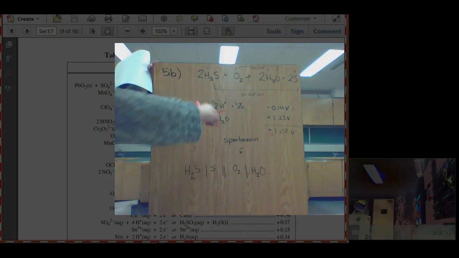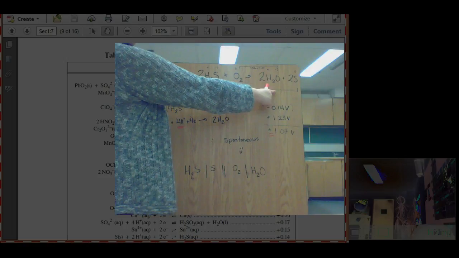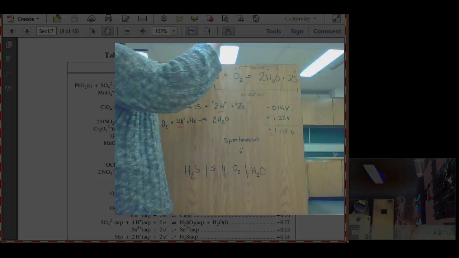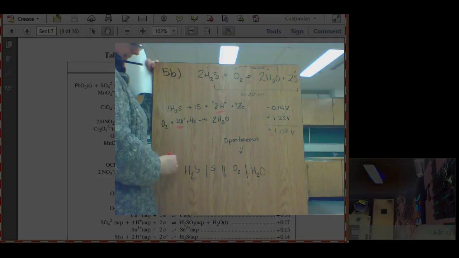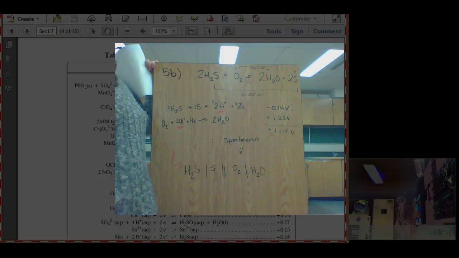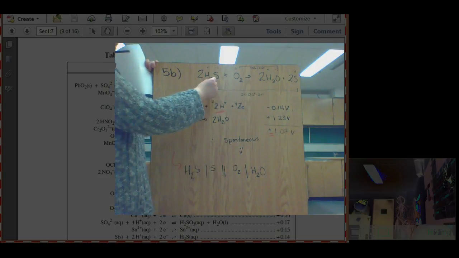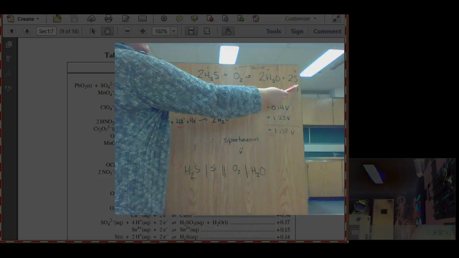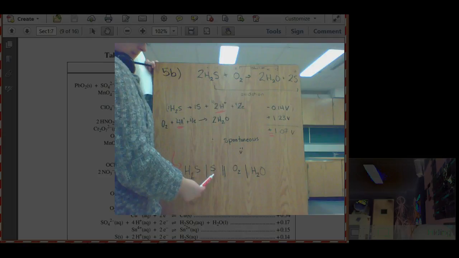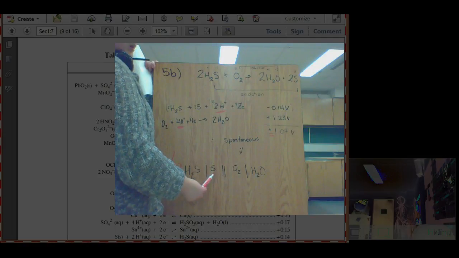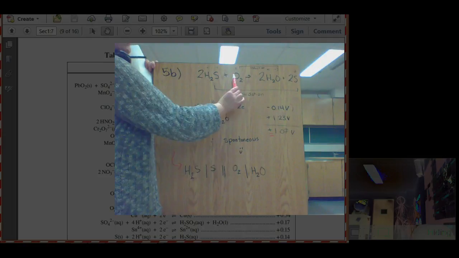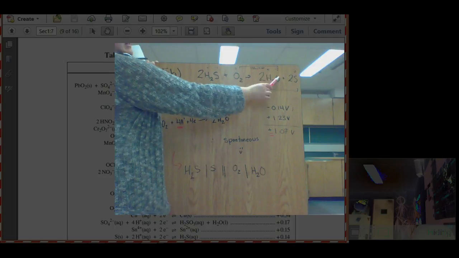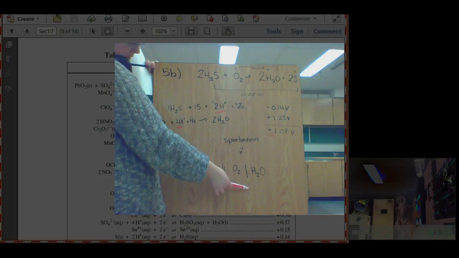If you do this method of identifying which one is the reduction and which one is the oxidation, it makes this process a lot easier too, because you start off with the oxidation, you show what happens after it loses electrons. Then you go to the reduction side, which is oxygen gaining 2 electrons in the formation of water.